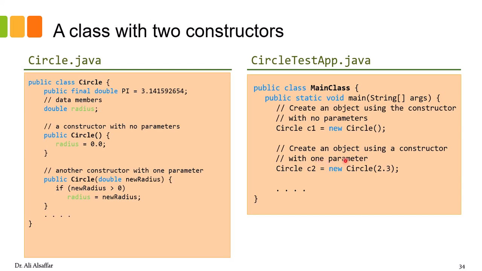Now, if we create another object, but with an input parameter to the constructor. Remember that the input parameters are the signature of the method. So here we are creating an object of Circle, and the radius 2.3 will go into new radius, and since it is positive, this new radius will be copied into radius. So the first declaration creates a Circle object with radius 0, and the second declaration creates a Circle object with radius 2.3.